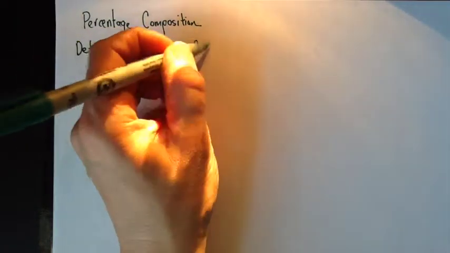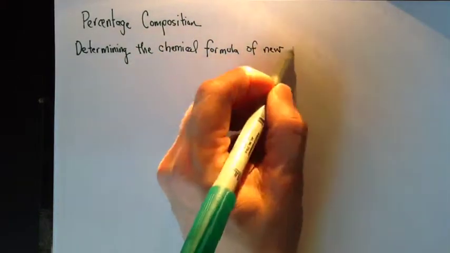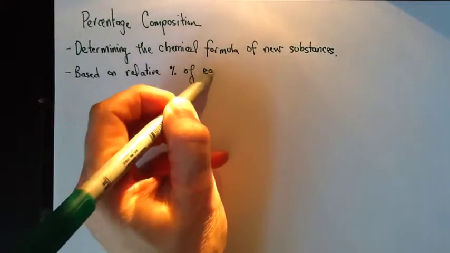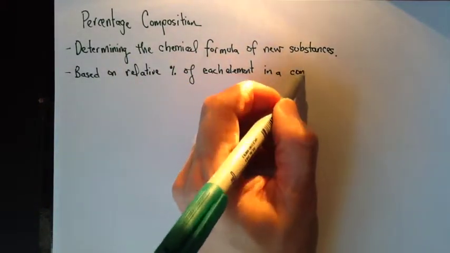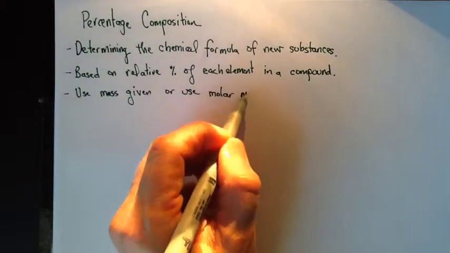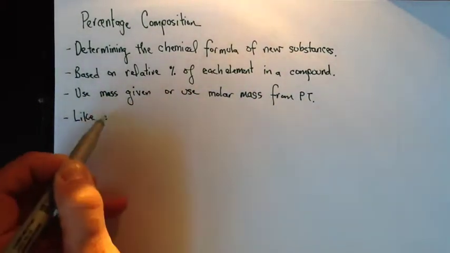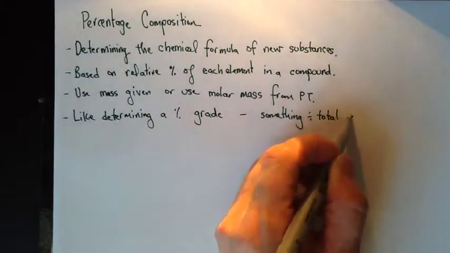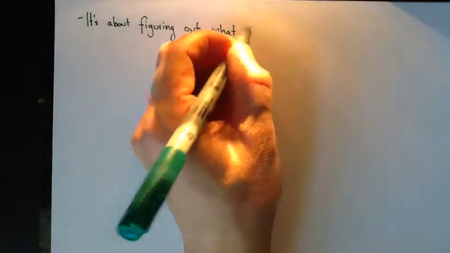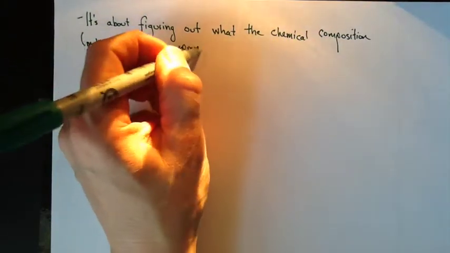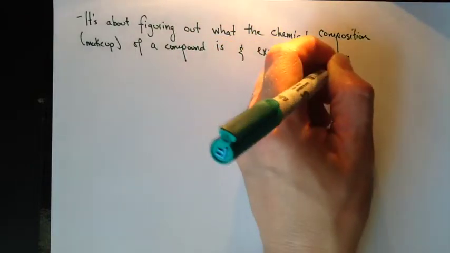Percentage composition is about determining what percentage each element occupies within a compound. It's based on the relative percentage of each element. We use either the mass as given or the molar mass from the periodic table. It will always be the mass of an element divided by the total mass of the compound times 100%. The goal of the question is to determine how much of each element is within a chemical compound and then express that amount as a percentage.